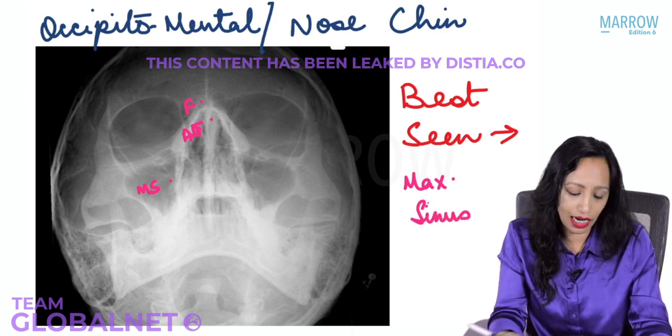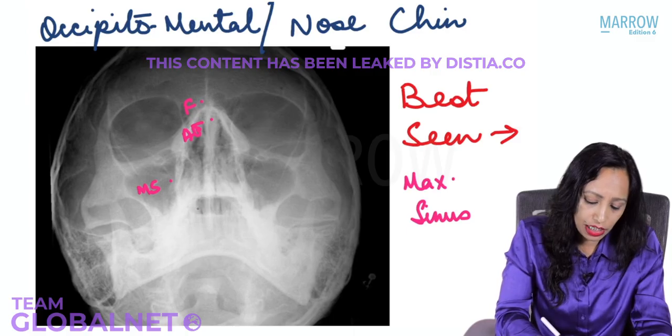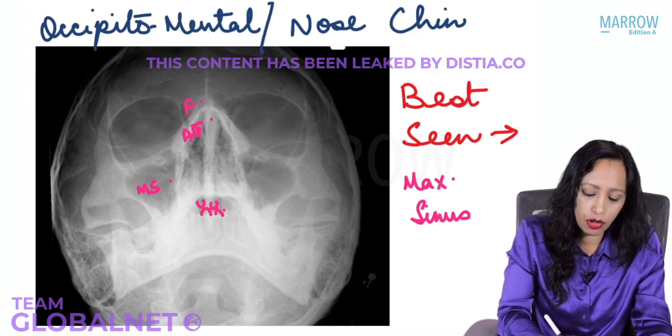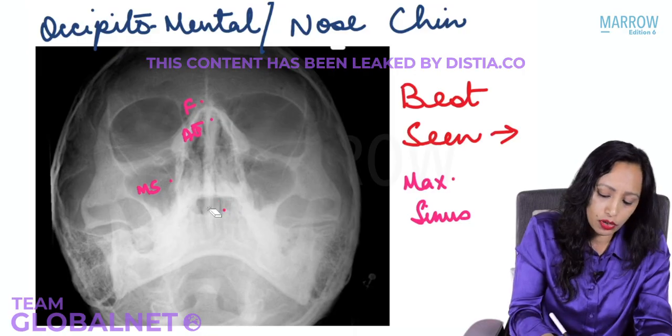Waters view is usually done with mouth closed. Just notice here that both the teeth are approximating. The mouth is closed. There is no space in between the teeth. So this is mouth closed.